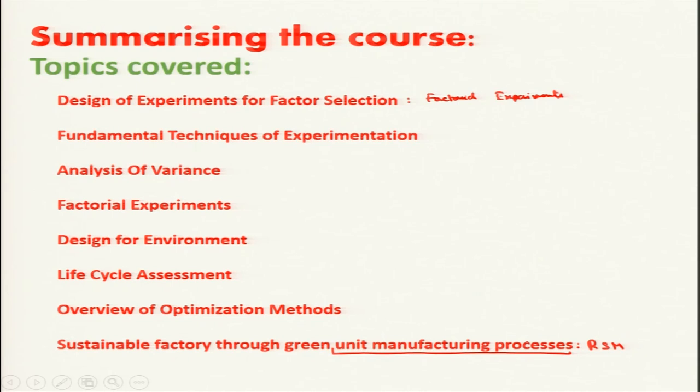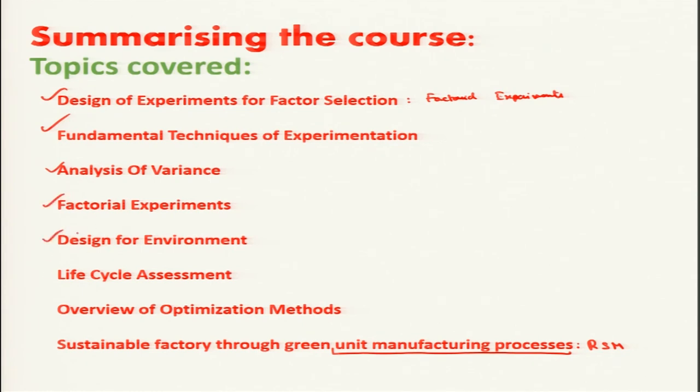Before that, we saw the fundamental techniques of experimentation, in which we saw the basic steps of experimentation. Then we saw what is ANOVA, analysis of variance, and what is the use of that. A complex experiment and a simple example were taken: randomization sequence, then experiment data collection, how to analyze the data using analysis of variance, and the various steps for this were taken.